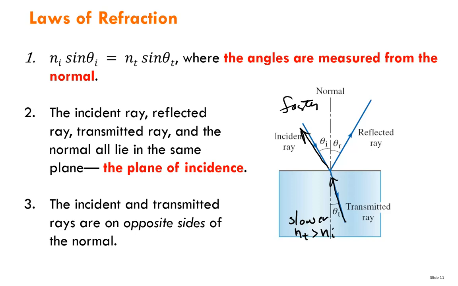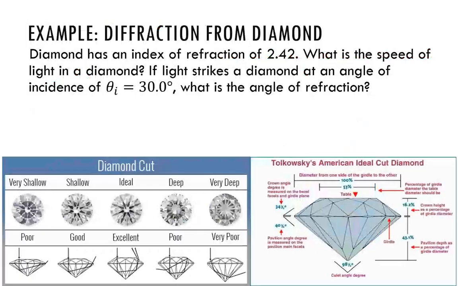So now it's time for me to work a problem so you can see it in action. Diamond has an index of refraction of 2.42. First question, what's the speed of light in diamond? Slow. Slow compared to in vacuum, fast compared to anything else.